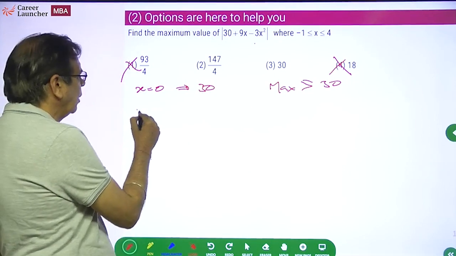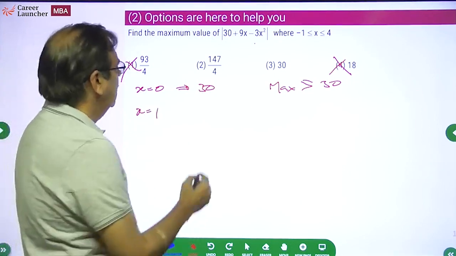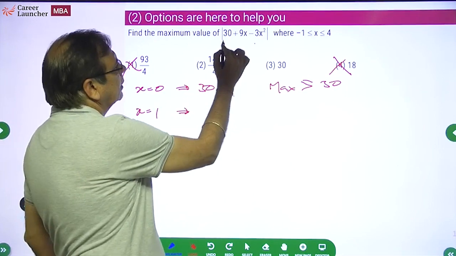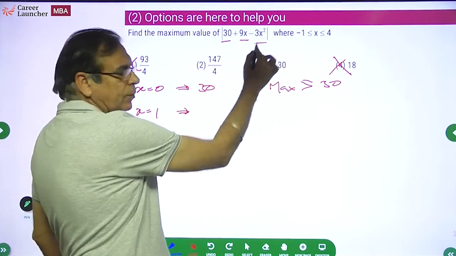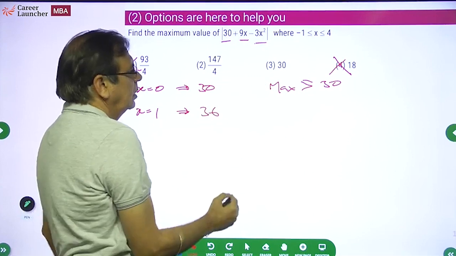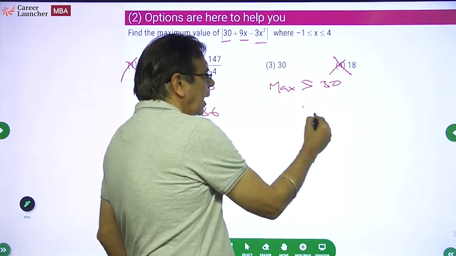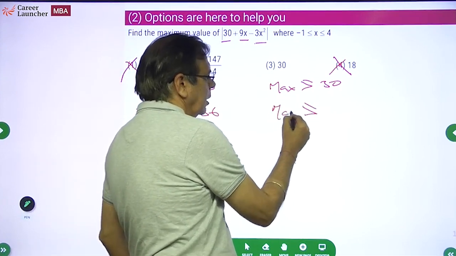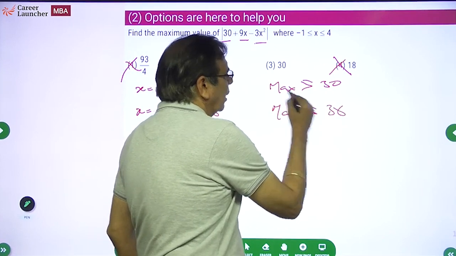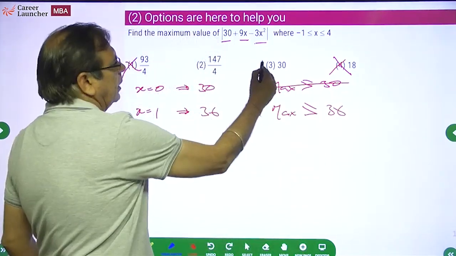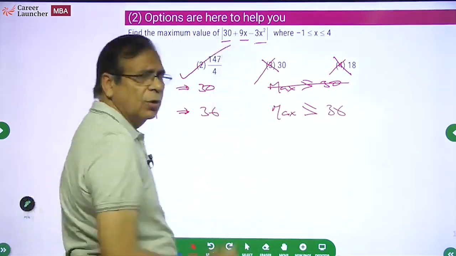Okay, let's take x equal to 1. x equal to 1, what do you get? 30 plus 9 minus 3, 36. That means now I will say the maximum value should be greater than or equal to 36, this goes away. That means 30 cannot be the answer. The remaining choice is the answer.